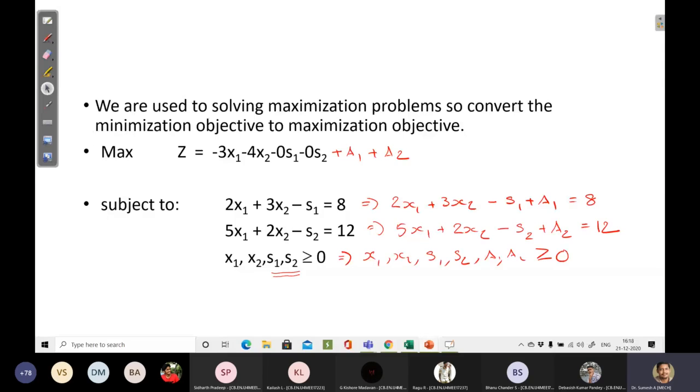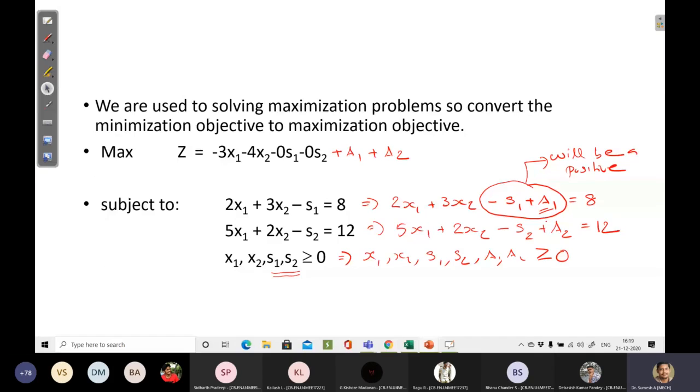So this minus s1 plus a1 will be a positive value. That is the assumption we are following. So this will be positive, so that the effect of minus s1 will be nullified by the new variable we are introducing, called an artificial variable. That is why the new variable we are introducing is called an artificial variable.